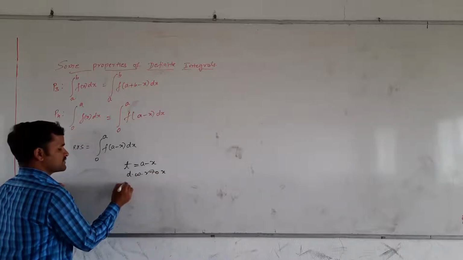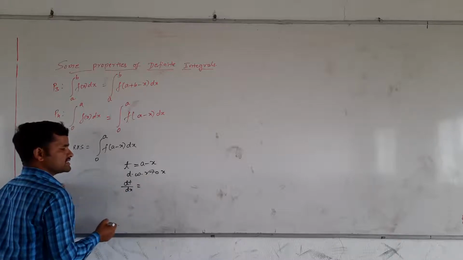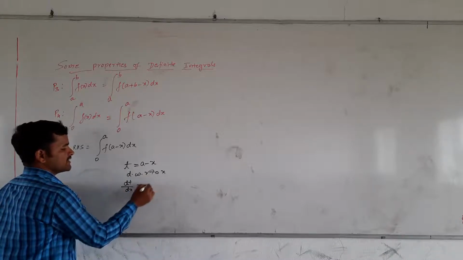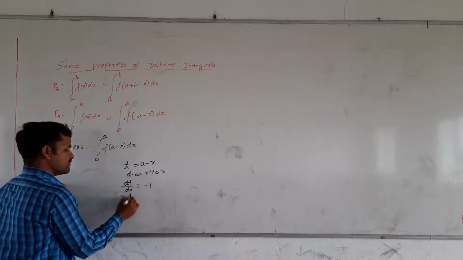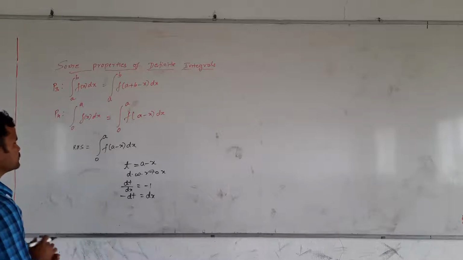Differentiating with respect to x, we have dt by dx is equal to the differentiation of a, which is a constant, that is 0, minus 1. So I have minus dt is equal to dx. This is minus dt is equal to dx.